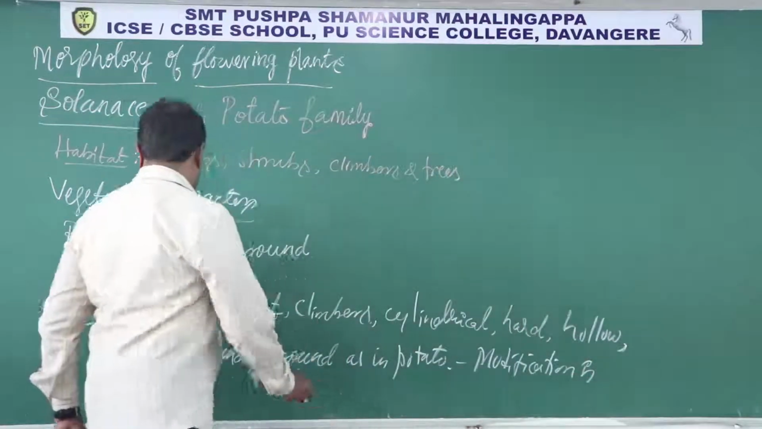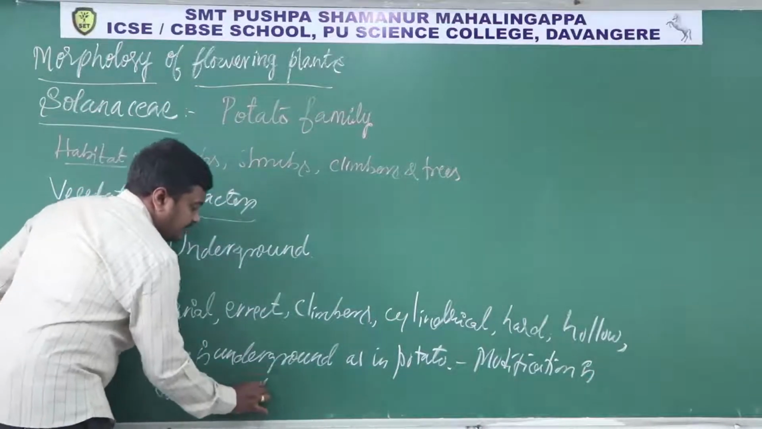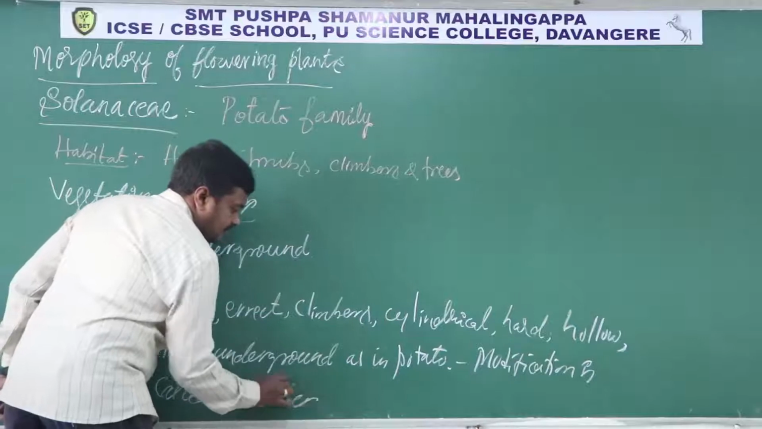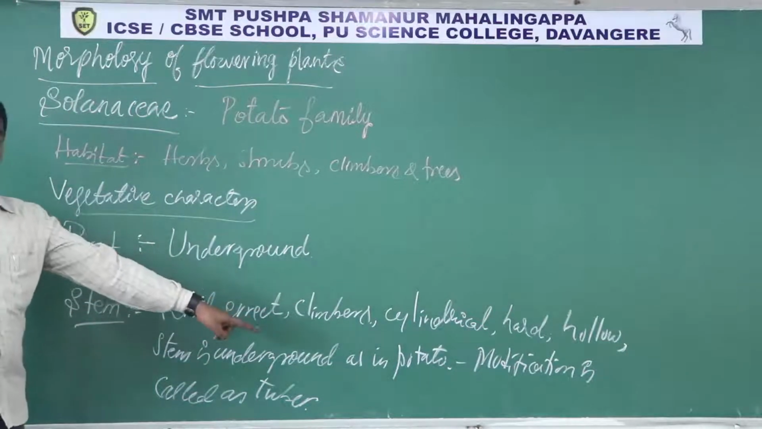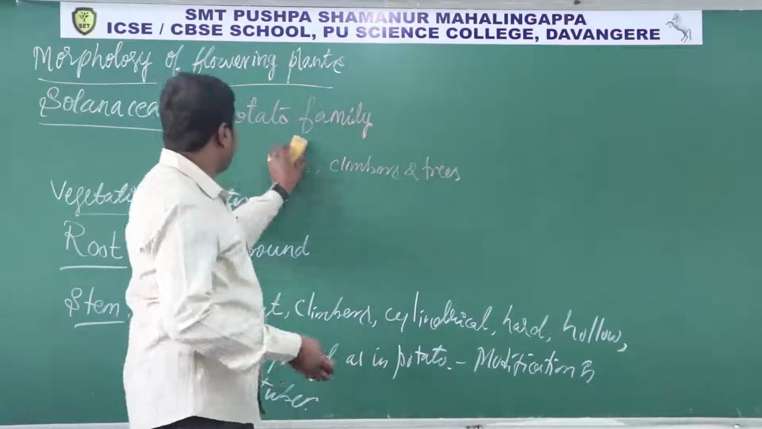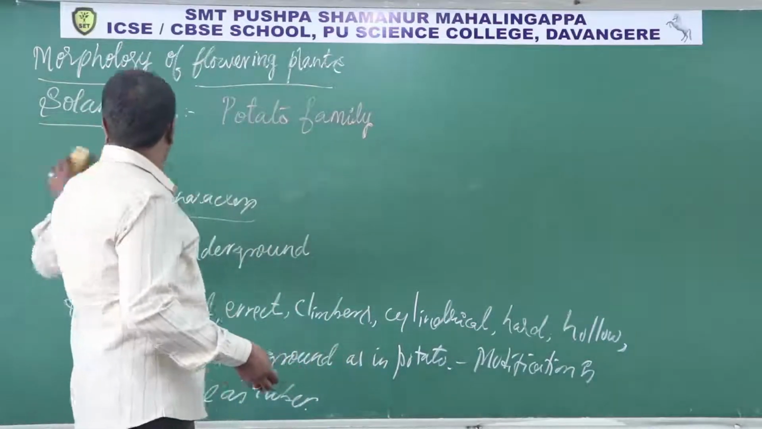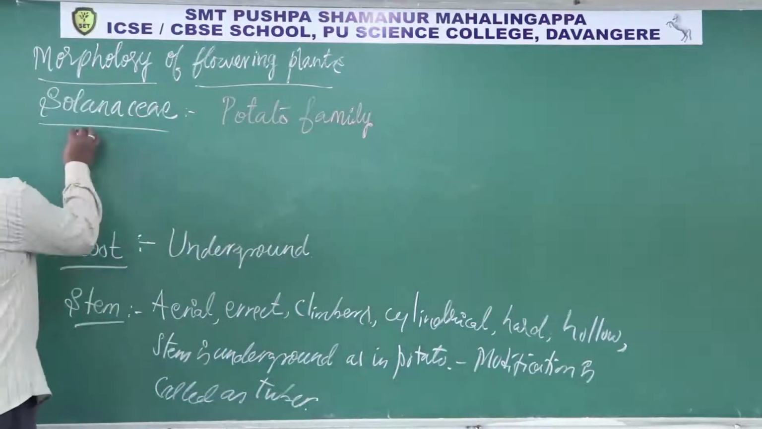The modification is called a tuber. So this is the speciality of the stem. The presence of a tuber is the important character of the family Solanaceae, as in the case of potato. Next, one more vegetative character.